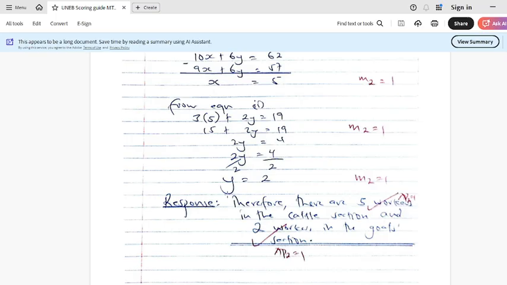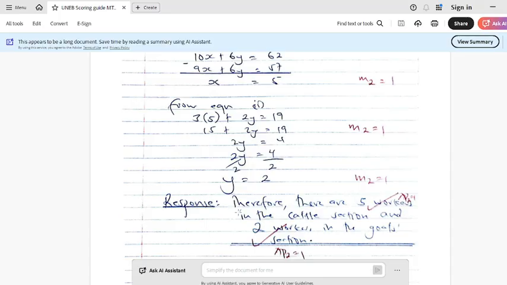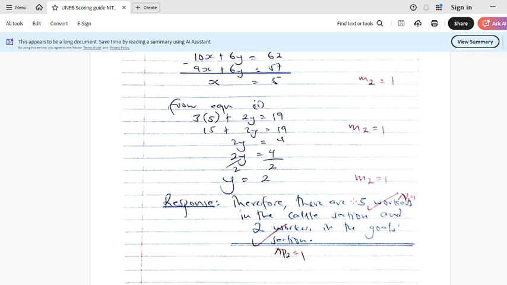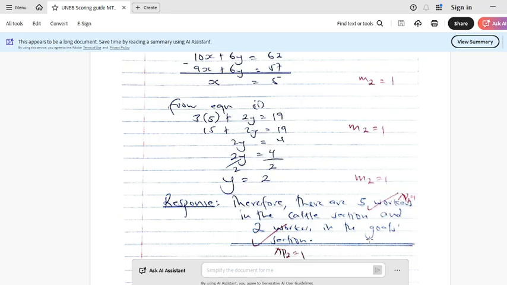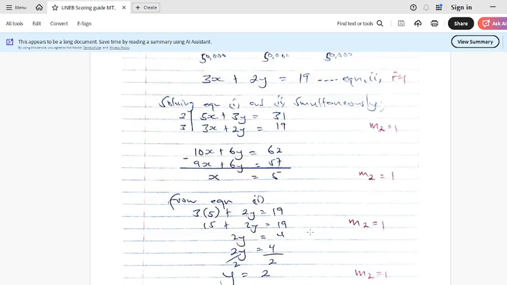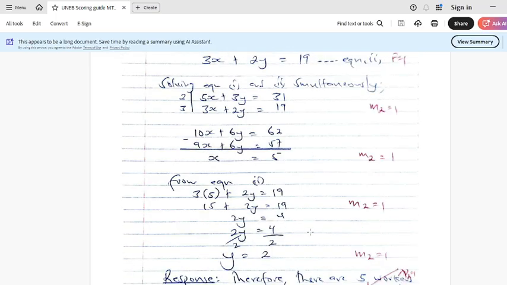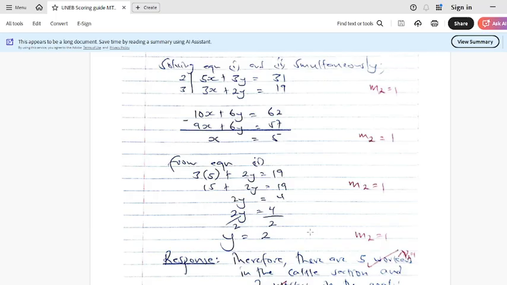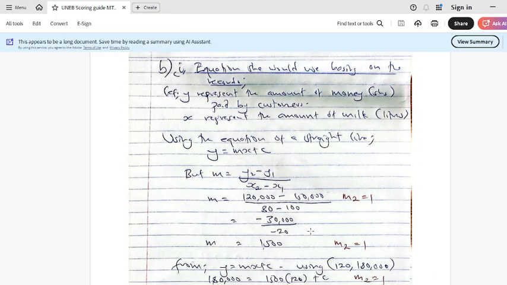Now, how would we respond? The response is exactly what the task wanted. Then we shall say, therefore, there are 5 workers in the cattle section and 2 workers in the goat section. So it is actually UNEB that knows how it scores this, but according to me, that's how I would have scored this item.